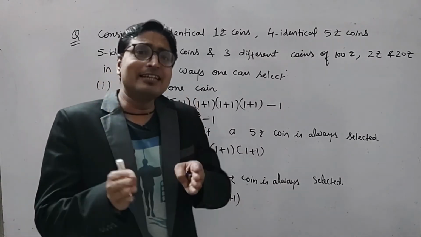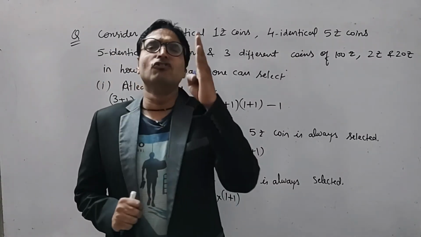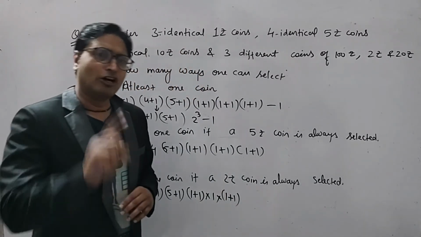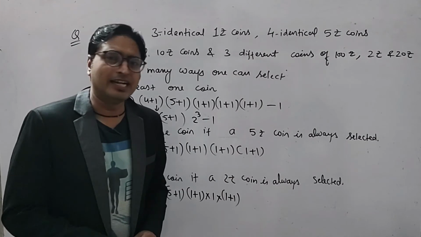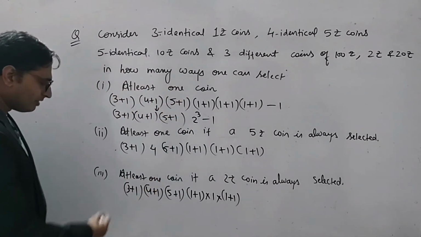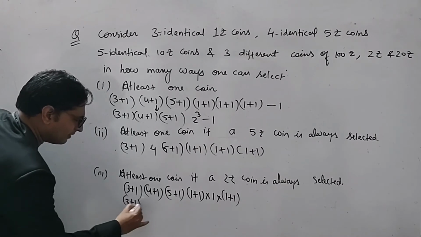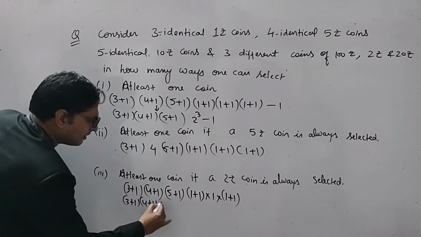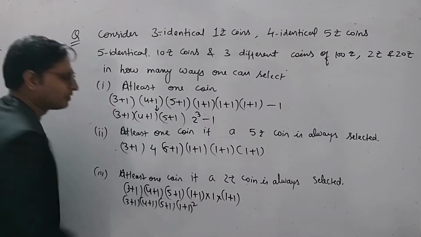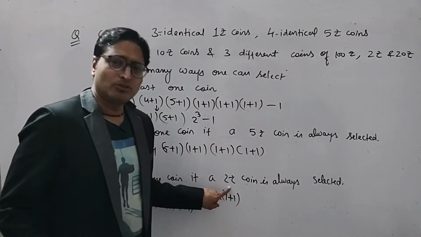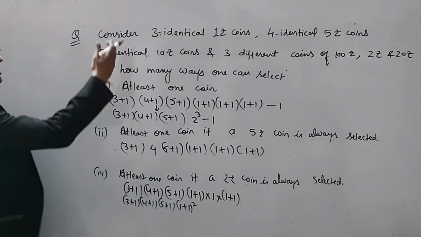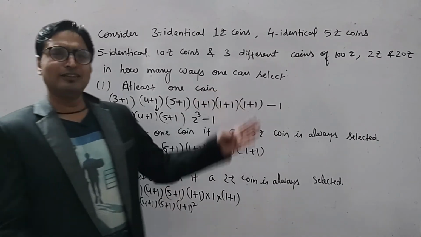So if a constraint is mentioned in the question, you have to fulfill that constraint and then move forward. Always remember this in problems of permutation and combination. Now we can write 3 plus 1, 4 plus 1, 5 plus 1 and 1 plus 1 to the power 2, because here you have to select a 2 rupee coin, so only one way will be there. So these are the number of ways through which you can solve this problem.